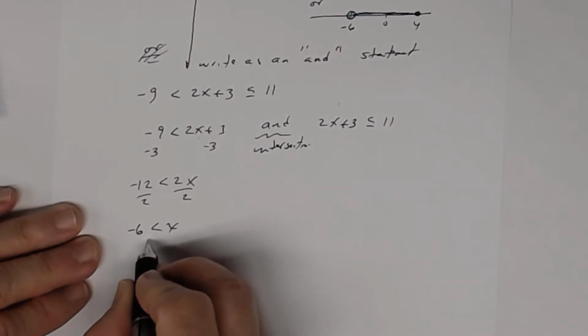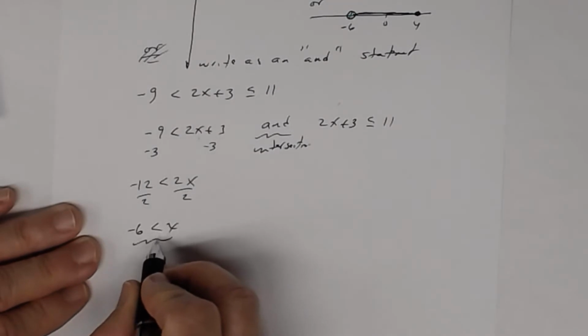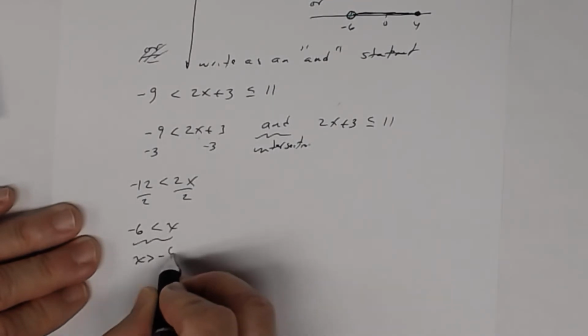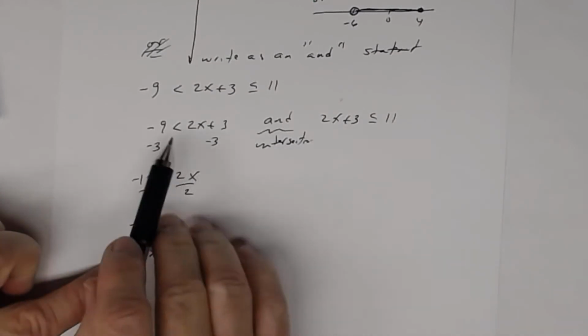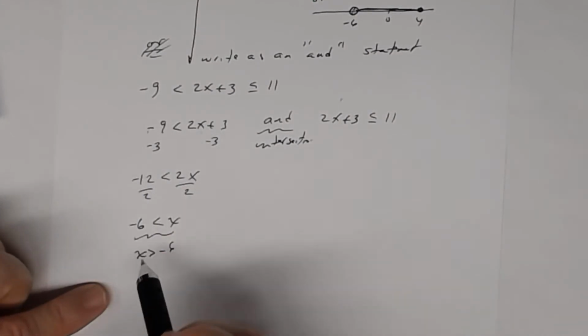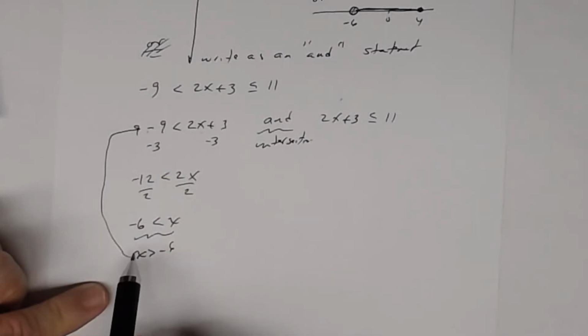So what some students prefer to do is to rewrite this going the other way. So negative 6 is less than x means x is greater than negative 6. So that is what they prefer to write. So the solutions to this simple inequality right here would be any real number that's greater than negative 6.